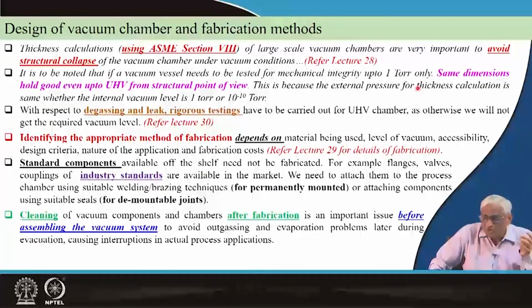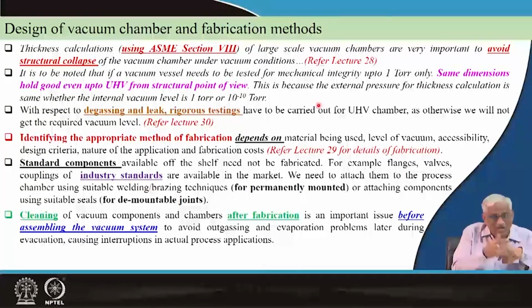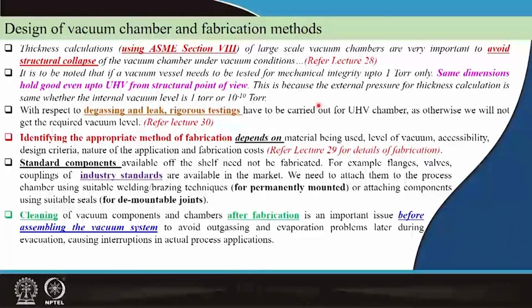Then you have to also see the structural strength. If it stands up to 1 torr, I told you that earlier in classes, if it stands 1 torr, 760 minus 1 is the same as 760 minus 0.1. So, mechanical strength is done. You do not have to unnecessarily do strength calculations for 10⁻⁶ torr.